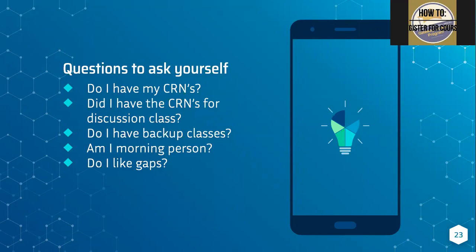And then third is, do I have backup classes? So classes will run out as you see, and it's really important that you have classes in case of time conflicts or you're just not able to sign up for it. And then another one is, am I a morning person? Personally, I am not a morning person. So I always make sure to take evening classes because that is just not who I am. Some people thrive in the morning and that's good for them. If you are a morning person, take morning classes.